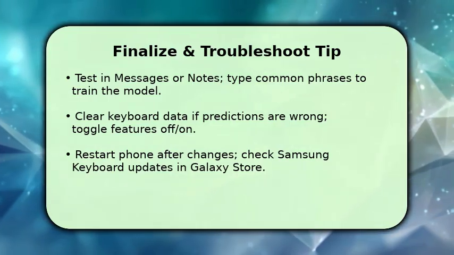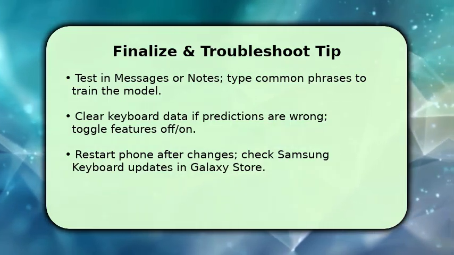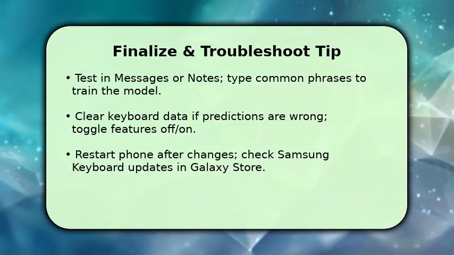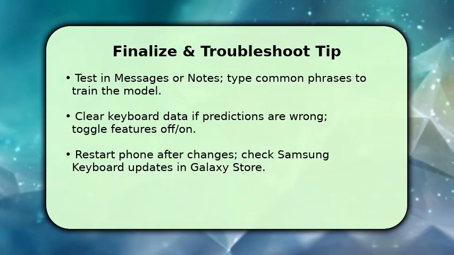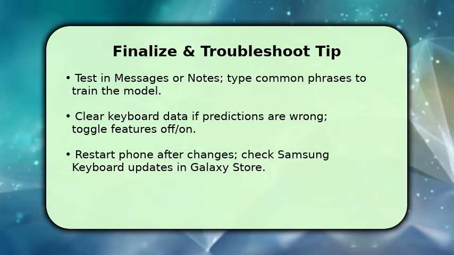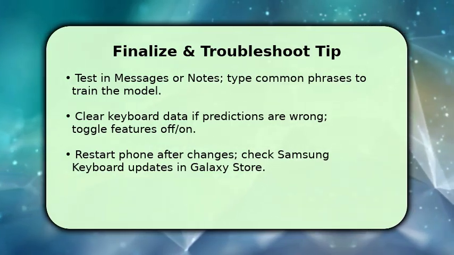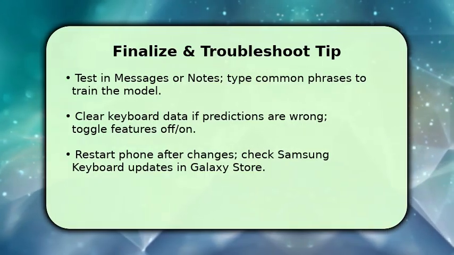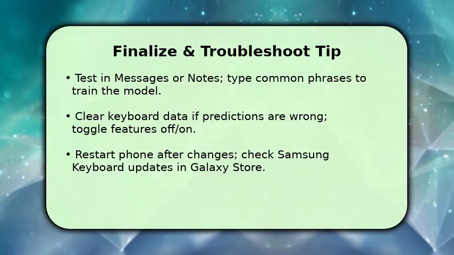If predictions seem off, clear keyboard data or reset personalized suggestions, then toggle predictive text off and back on to force recalibration. Once done, restart the phone to ensure settings take effect. If problems persist, update Samsung Keyboard in the Galaxy Store. Updating often fixes bugs and improves suggestion models.